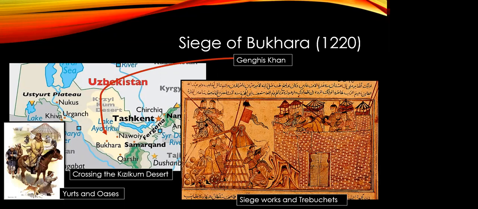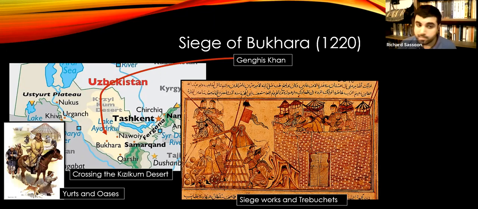So that is the dominant religion, but we have other religions. Probably the biggest secondary religion would have been Buddhism, and the third would have been Nestorian Christianity.